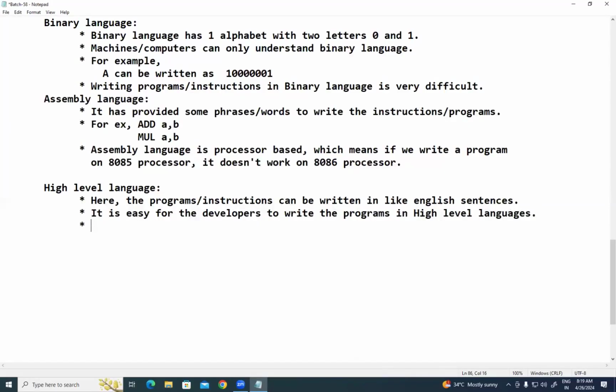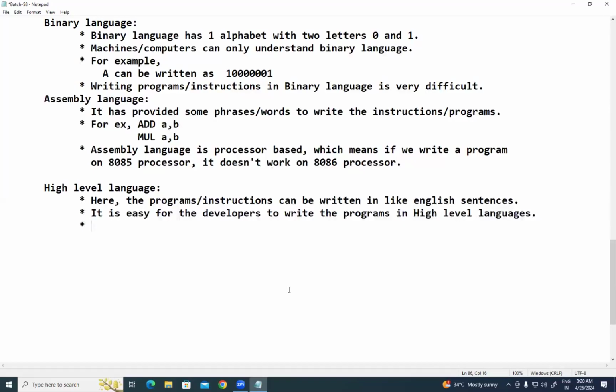Folks, a computer cannot understand high level language. Computer cannot understand Java. Computer cannot understand C. Computer cannot understand Ruby, C++, or .NET. Computer can only understand what? Binary. Assembly and binary language. Binary language it will understand: zeros and ones only it can understand. Okay?